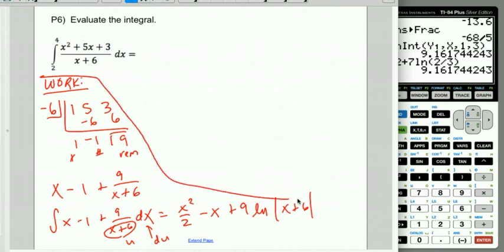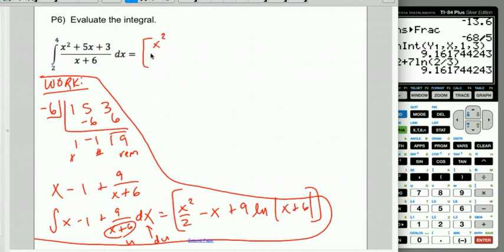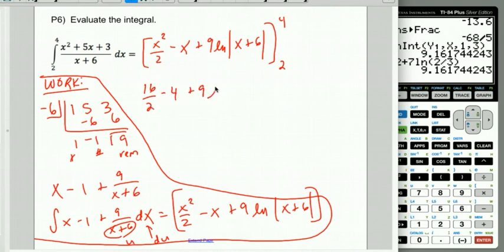So this is the thing I'm going to have to plug into. So let's go ahead and separate the work a little bit, right? So I'm going to put that bracket to say that that's why I didn't put the plus c. So now I'm going to get that this is x squared over 2 minus x, my bad, I put a plus and didn't mean to, minus x plus a 9 natural log of the absolute value of x plus 6, and we're going to evaluate from 2 to 4, right? So when I plug in the top bound, I'm going to get 16 halves minus 4 plus 9 natural log of 10, that's my top bound, right, minus, when I plug in 2, I'm going to get 4 halves minus 2 plus 9 natural log of 8, right?